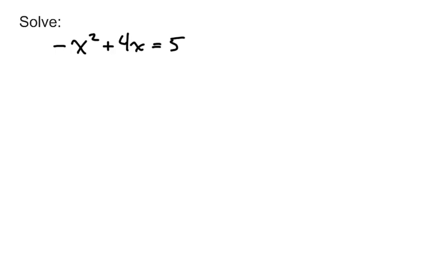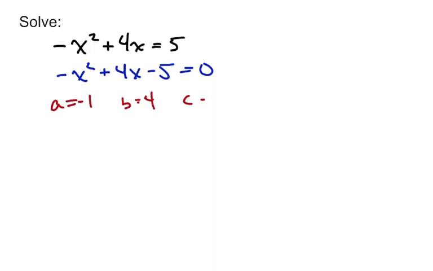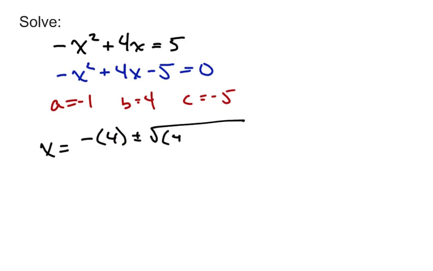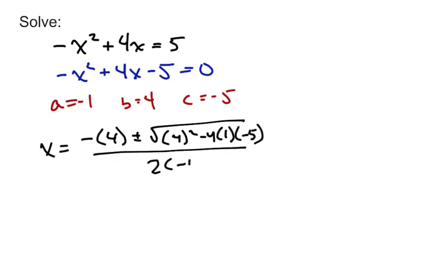One more time. Negative x squared plus 4x minus 5. First, get it in standard form. So negative x squared plus 4x minus 5 equals 0. So then we can see that a is negative 1, b is 4, and c is negative 5. And then we just plug it into the quadratic formula. X equals negative b plus or minus the square root of b squared minus 4ac all over 2a. And then get to simplifying.